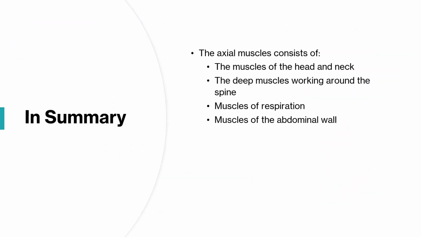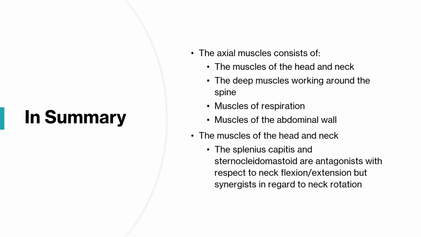So in summary, the axial muscles, first of all, are muscles that act around the axial skeleton. They consist of the muscles of the head and neck, the deep muscles working around the spine, muscles of respiration, and muscles of the abdominal wall. The muscles of the head and neck, such as the Splenius capitis and Sternocleidomastoid, are antagonists with respect to neck flexion and extension, but are synergists in regard to neck rotation.